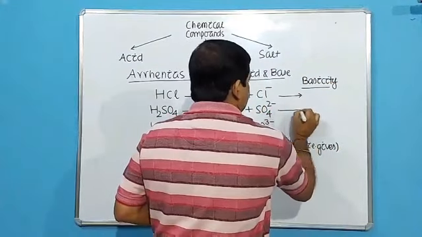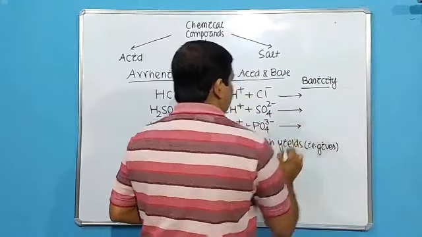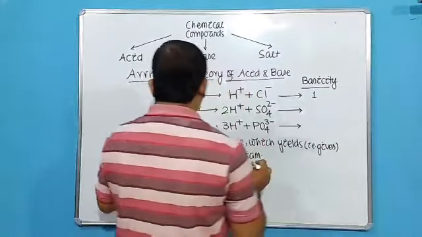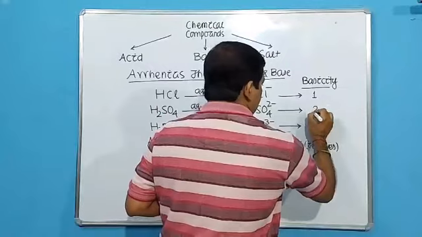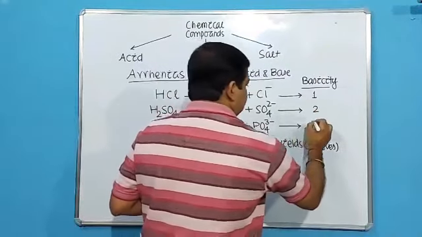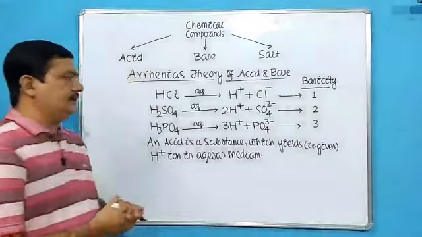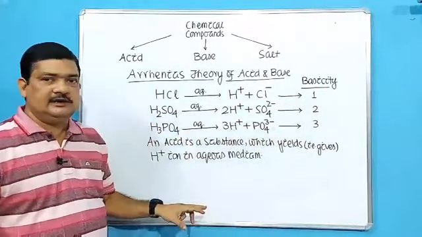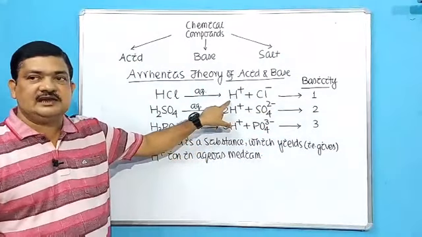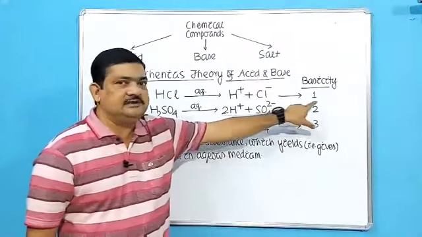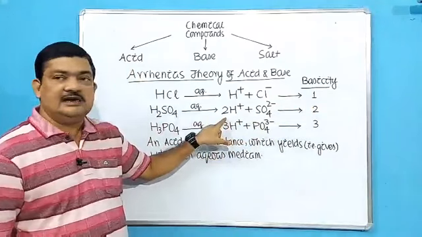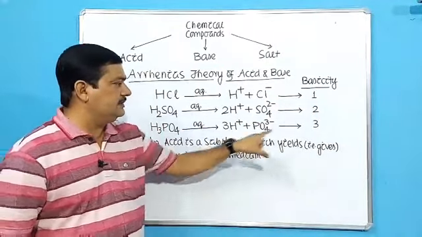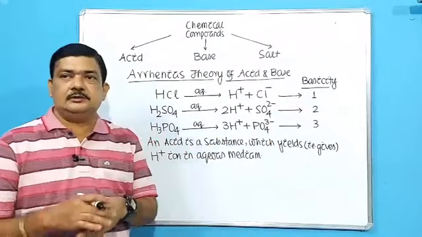So if we go for the basicity of these three acids, the basicity of hydrochloric acid is 1. Basicity of sulfuric acid is 2. Basicity of phosphoric acid is 3. So, what is 1, 2, 3 about these three? Look, how many H plus ions are released here? 1. Basicity is 1. How many H plus are released here? 2. Basicity is 2. How many H plus are released here? 3. Basicity is 3.